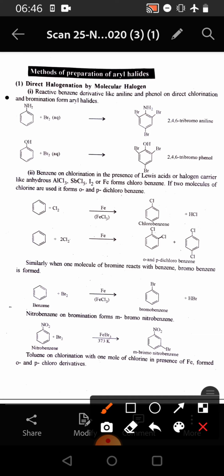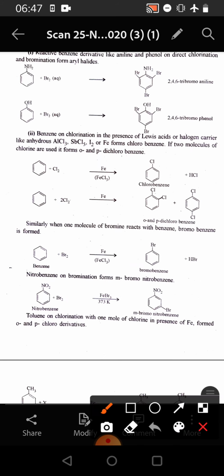Reactive benzene derivatives like aniline and phenol on direct chlorination and bromination form aryl halides. For example, aniline reacts with aqueous bromine to form 2,4,6-tribromoaniline, whereas phenol reacts with aqueous bromine to form 2,4,6-tribromophenol.